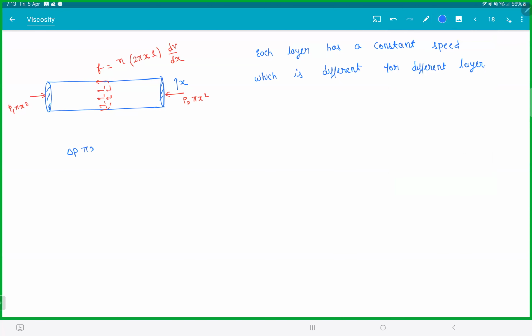So delta P into pi x square should be equal to friction. This will be 2 pi eta L x dv by dx. So dv will be, pi will cancel. Integrate. This will be r, this will be 0, this will be x, this will be v, because velocity is 0 in the outer layer. So v is equal to delta P by 4 eta L into x square minus r square.